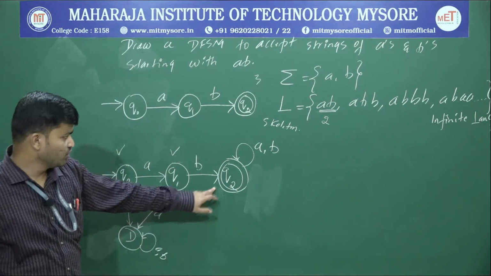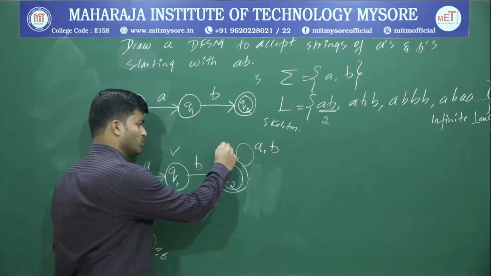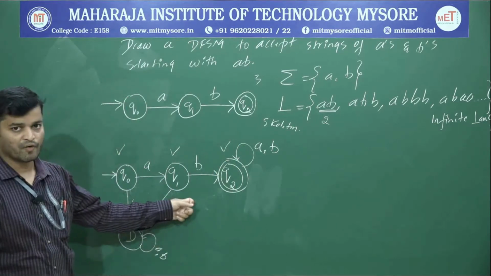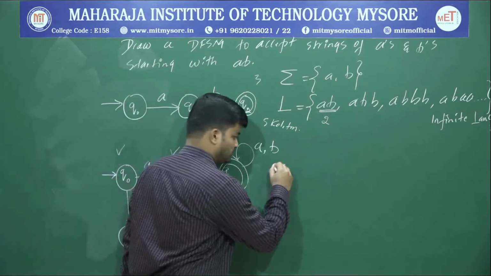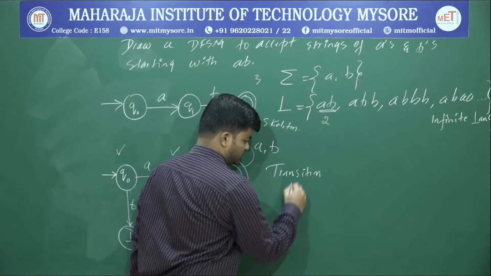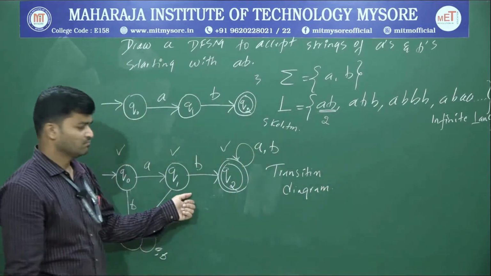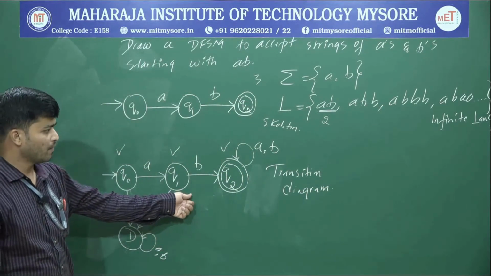So now if you observe Q2, there is a path for A, a path for B, sigma is A comma B, therefore even Q2 is also a final state. So now this is your required transition diagram. Now I'll write all the 5 tuples.